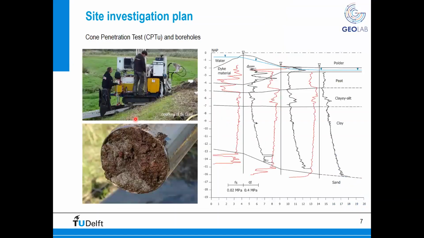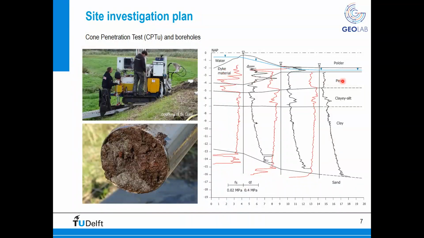Now, I want to show you here a typical stratigraphy of soft soil in the Netherlands. So you see that we have the dike material. You see a lot of scatter in the sleeve friction and the corrected cone resistance. And this is because the dike material was extremely heterogeneous. There were gravel, sand, and clay, which basically comes from all the material that was available 500 years ago when this dike was actually built.